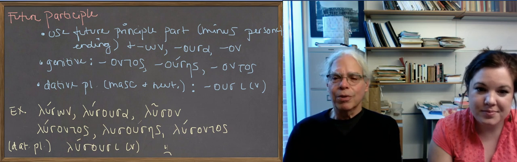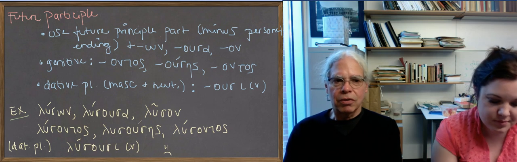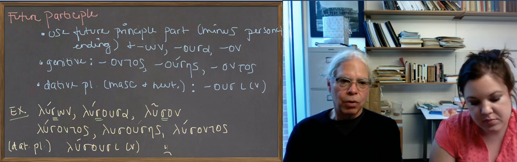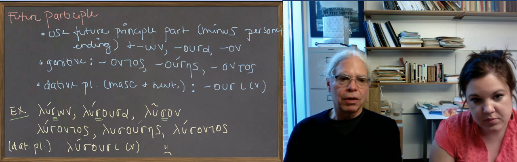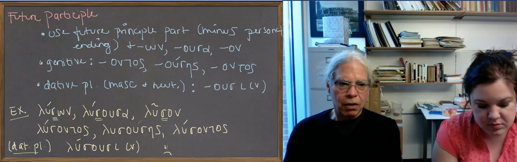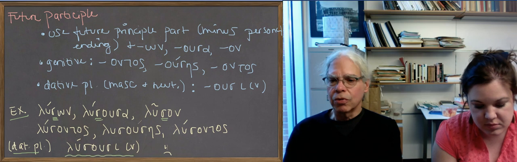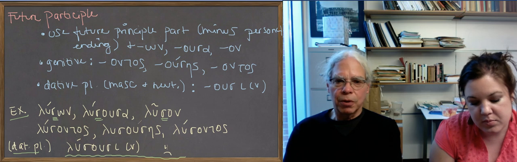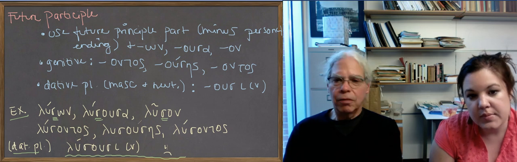And the dative plural is -usi. Okay, so it's the same thing, but there's the sigma, that's the sign of the future for most Greek verbs. So that gives you not luōn, lousa, luon, but lusōn, lusousa, luson, lusontos, lusouses, lusontos is the genitive, and the dative plural is lusousi. So really, the present participle and the future participle are only different from each other in the sign of the future, the s.